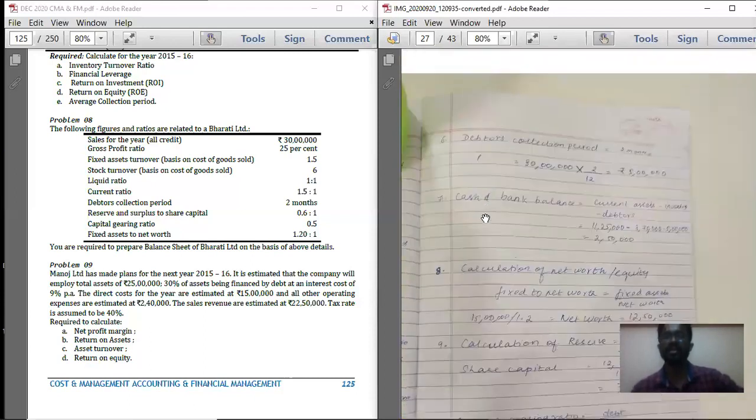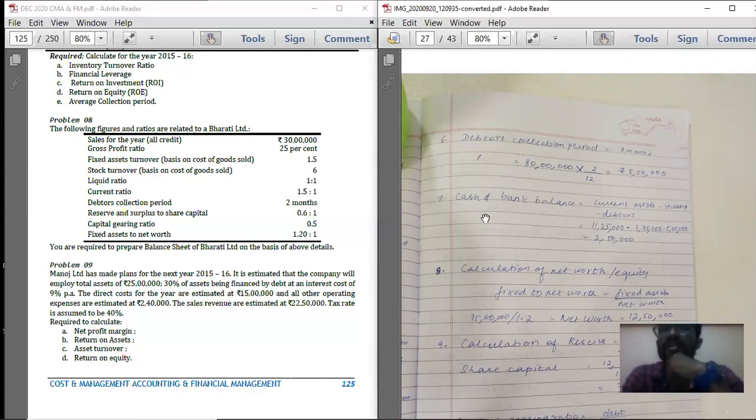So we have found current assets and quick assets. With this, we can easily find the cash balance after finding debtors. Below that, point number 6, they have given debtors collection period is 2 months. What is the formula for debtors collection period? 360 divided by the debtors turnover ratio. What is debtors turnover ratio? Credit sales divided by average debtors.